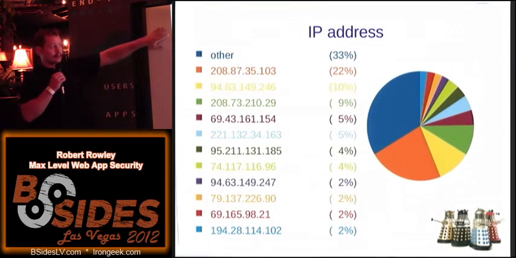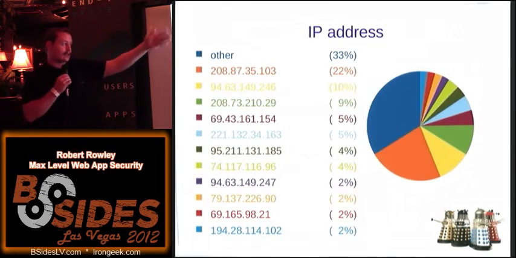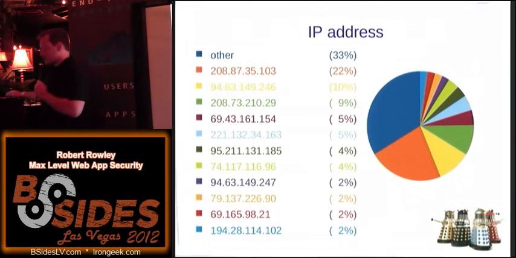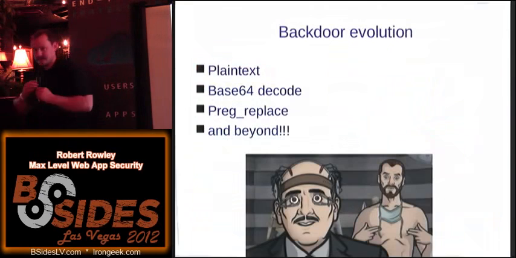There were various. A third of them were random, and then 208.87.3.5 was 22%, and then so on and so forth. There wasn't a lot of good information in that. Sorry. So any questions yet?